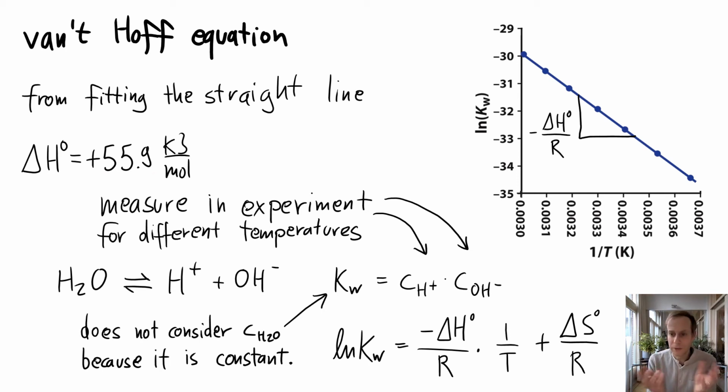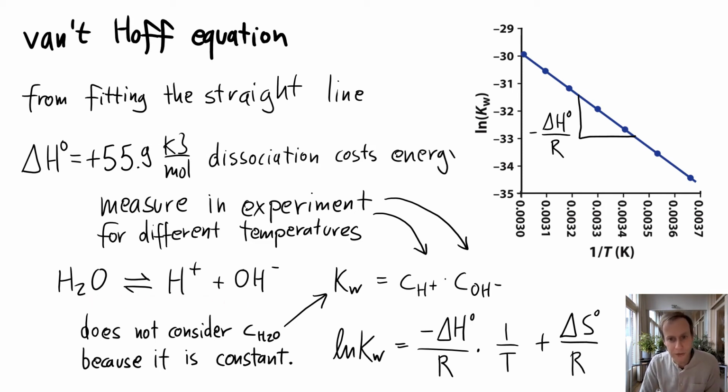What does that tell us? The water dissociation has a positive enthalpy of reaction. When the enthalpy of reaction is positive, that means it's an endothermic reaction. It means energy has to be added to the system to trigger, in this example, the dissociation of water. So the dissociation costs energy.